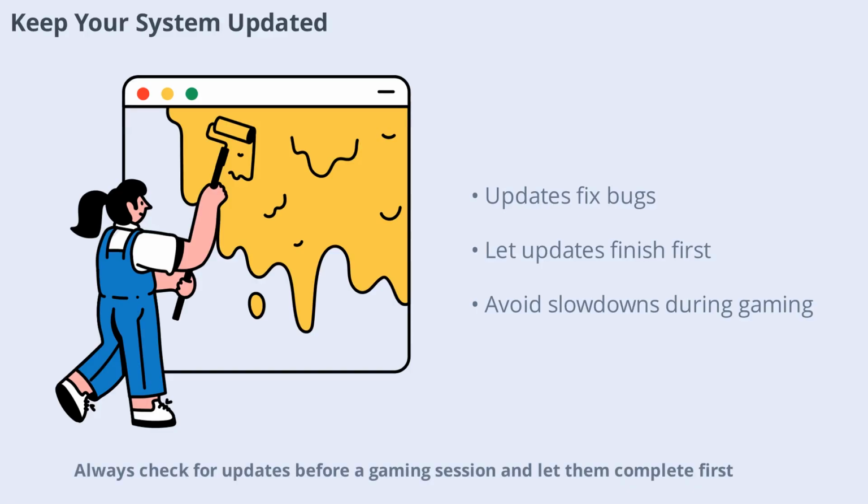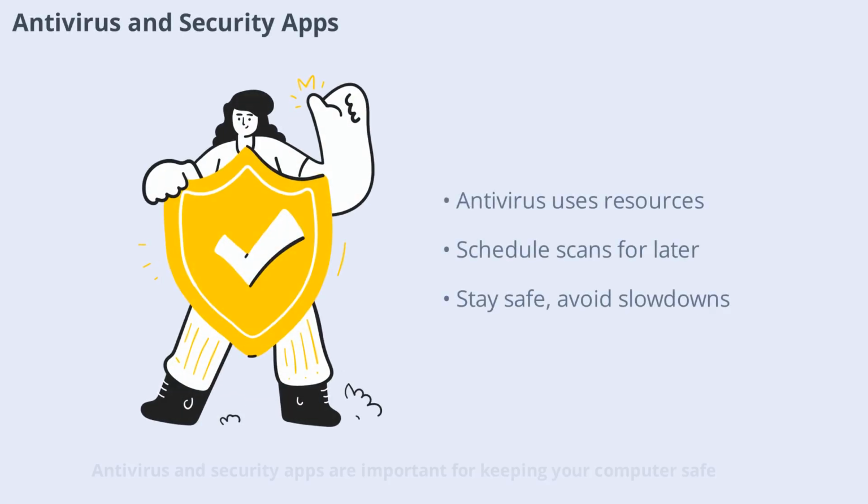Always check for updates before a gaming session and let them complete first. Antivirus and security apps are important for keeping your computer safe. However, they can also use a lot of resources, especially when scanning. Try to schedule scans for times when you're not gaming. This way, you stay protected without slowing down your games.